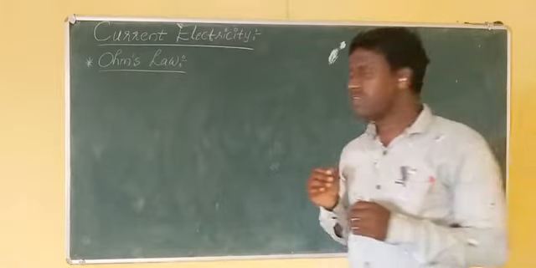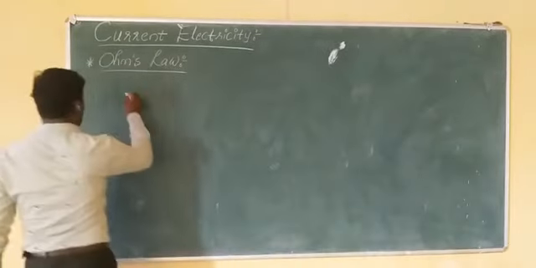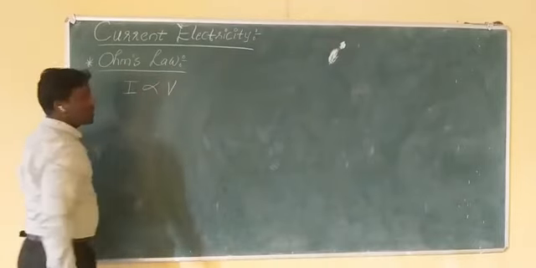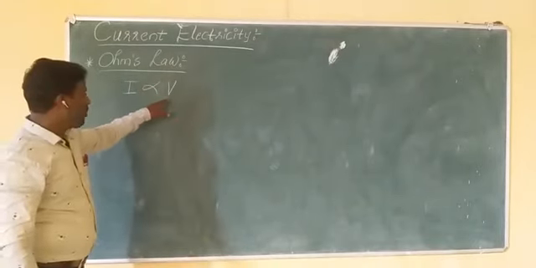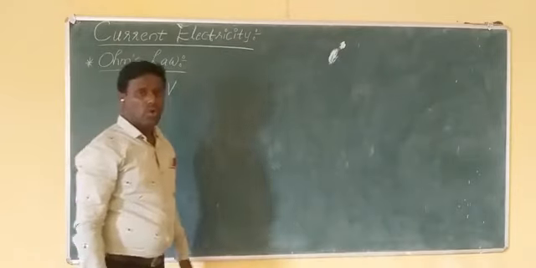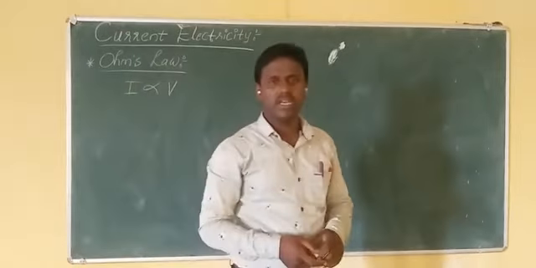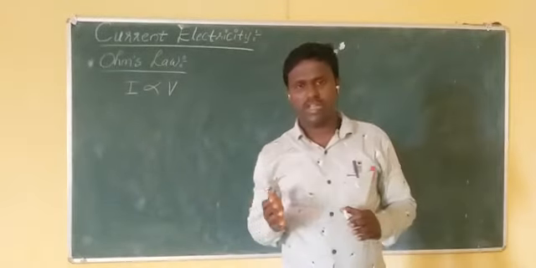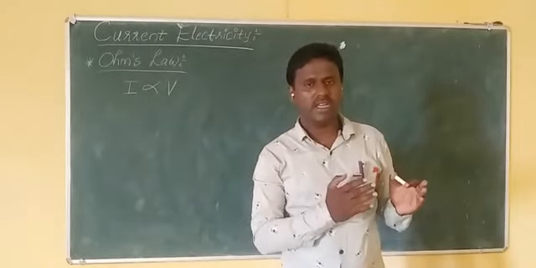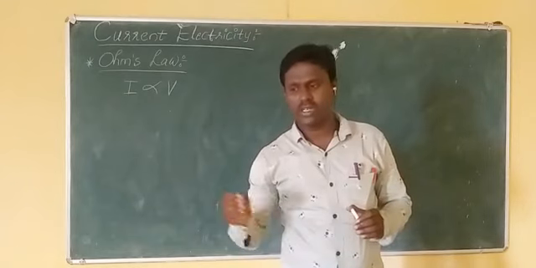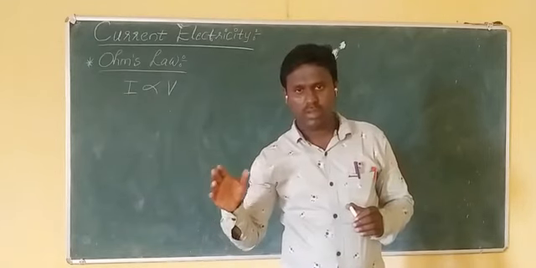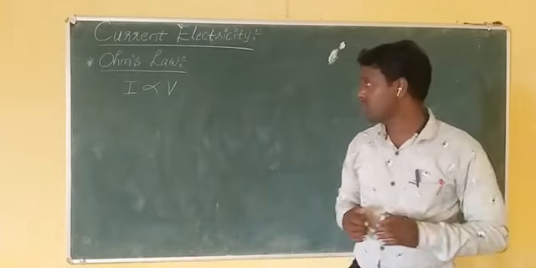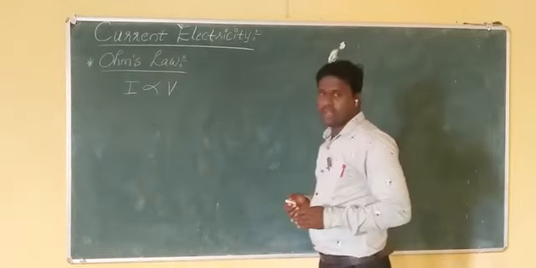That is, I is directly proportional to the potential difference provided across the ends of the conductor, but the condition is that the temperature and any other physical conditions of the room should be maintained at a constant level. Here I is directly proportional to V.